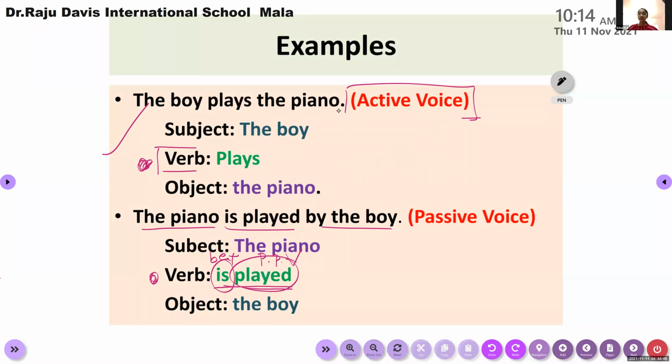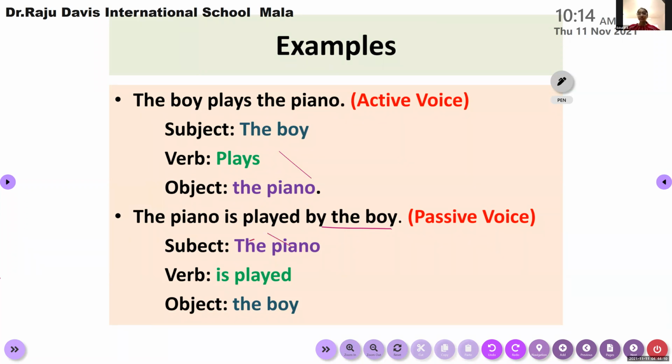Okay. Now it's time to share the next slide. Now we have only one single sentence here. This sentence is also very familiar. You learned the sentence last year also. So children, just see this. The boy plays the piano. Okay. Tanmay, tell me the subject of the sentence. The boy. Tell me the verb of the sentence. Plays. Tell me the object of the sentence. The piano. So it is written in active voice. Why?